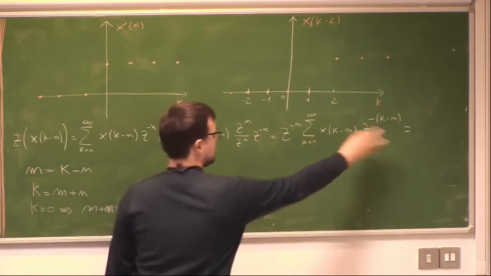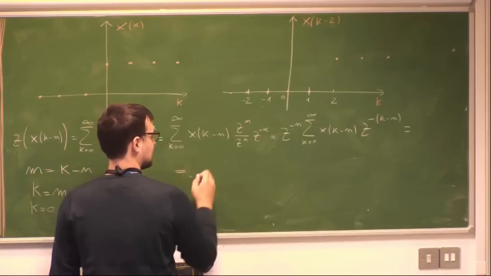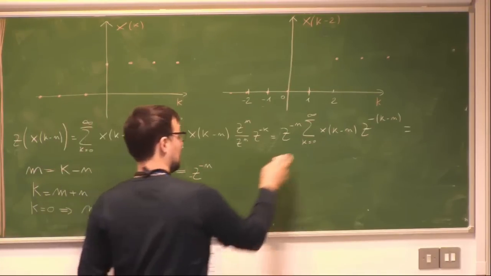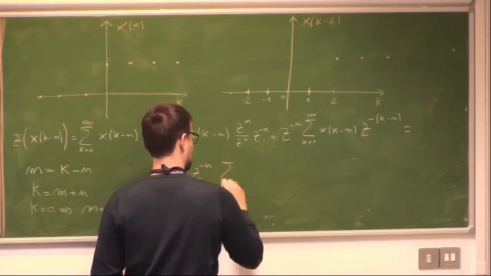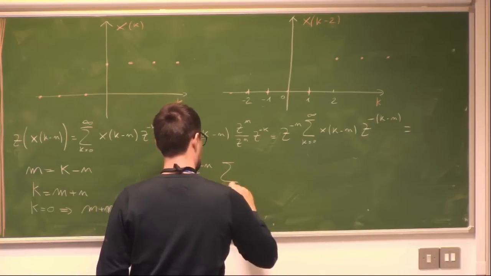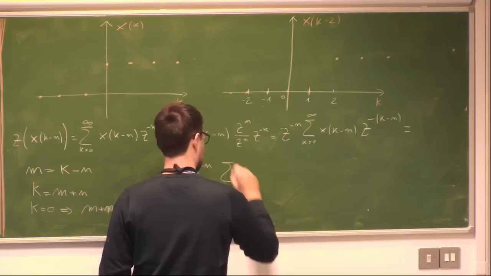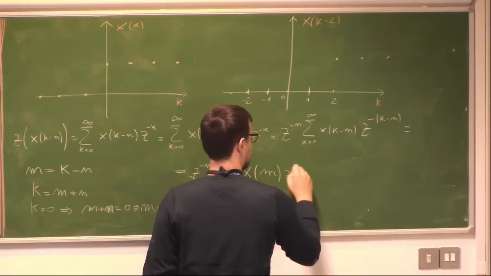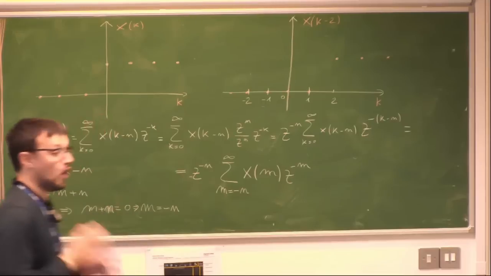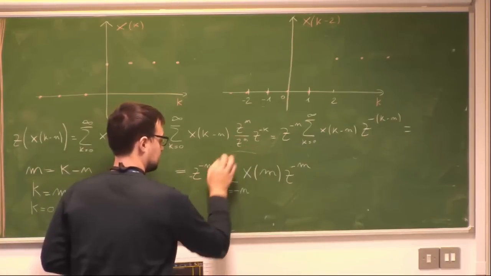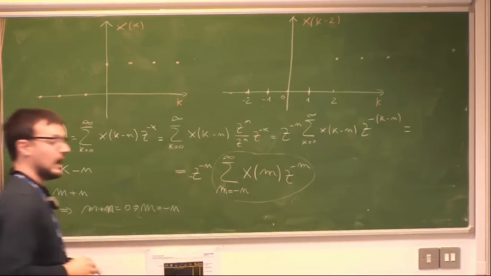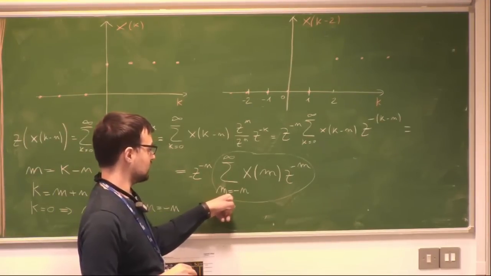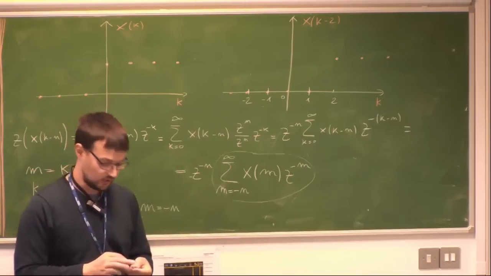So this means that this sum can be written as z power minus n. We don't touch what is outside the sum. And then we change the variable inside the sum. So we have that m goes from minus n to infinity. Here we have x of m, and here we have z power minus m. So here we almost have a z transform. The problem is that here m goes from minus n to infinity instead of 0.